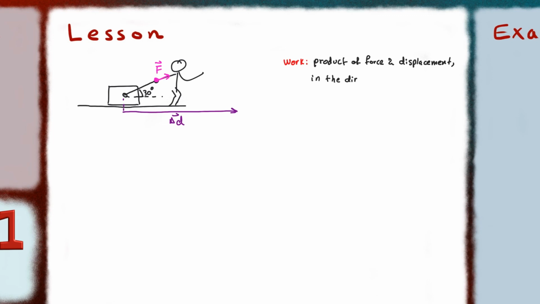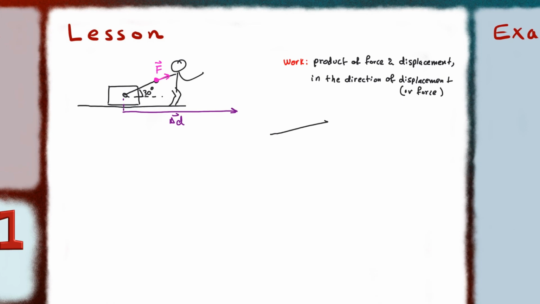We have a box here, and this person is going to be pulling it with a force which is 30 degrees relative to the ground, and this person is going to displace it with vector delta d. The definition of work done using a force is the product of force and displacement, but they need to be in the same direction. So they either need to be in the direction of displacement or the force.